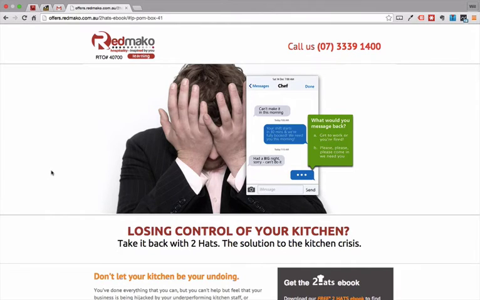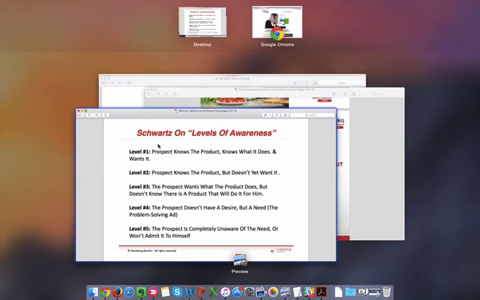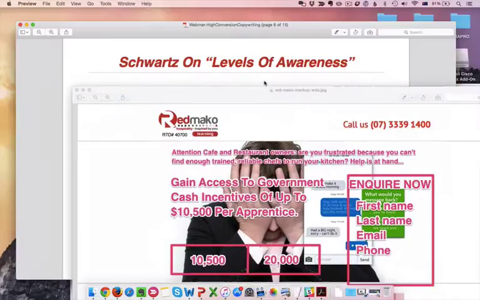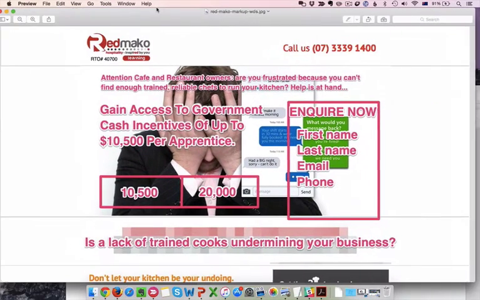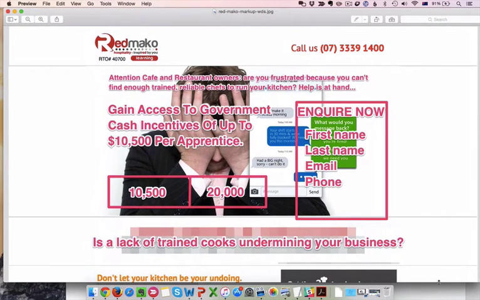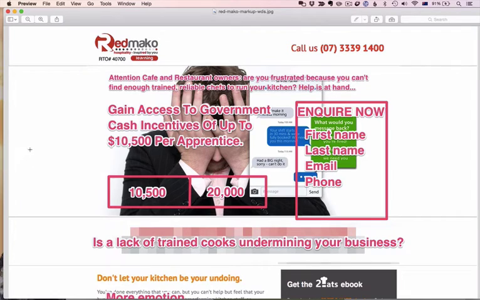Let's have a look at a very rough draft that I did up. Here's one I prepared earlier, as they say. So how do we change the page? First of all, we want to use this above the fold space really well, and we want to hit them in the eyes with the big benefit.